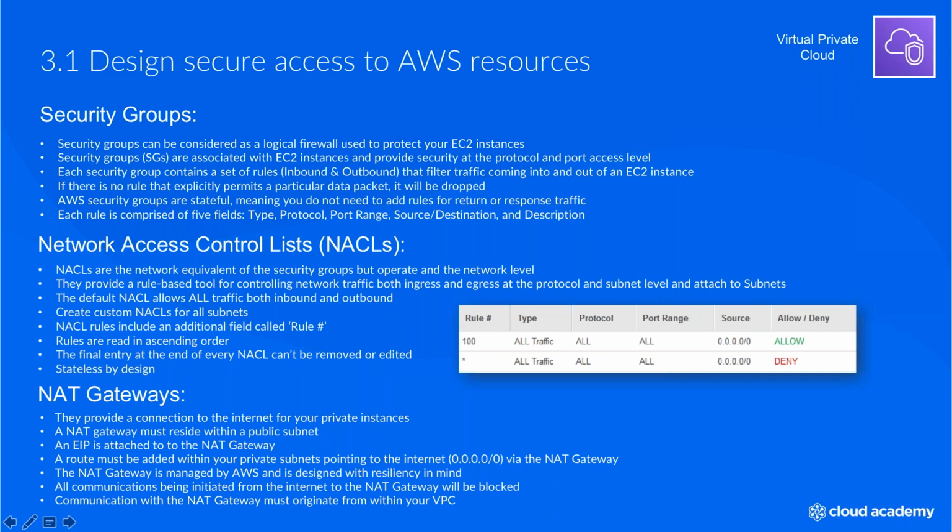I think that's a good touch. Do you have anything else to add there? No, I think you covered it.